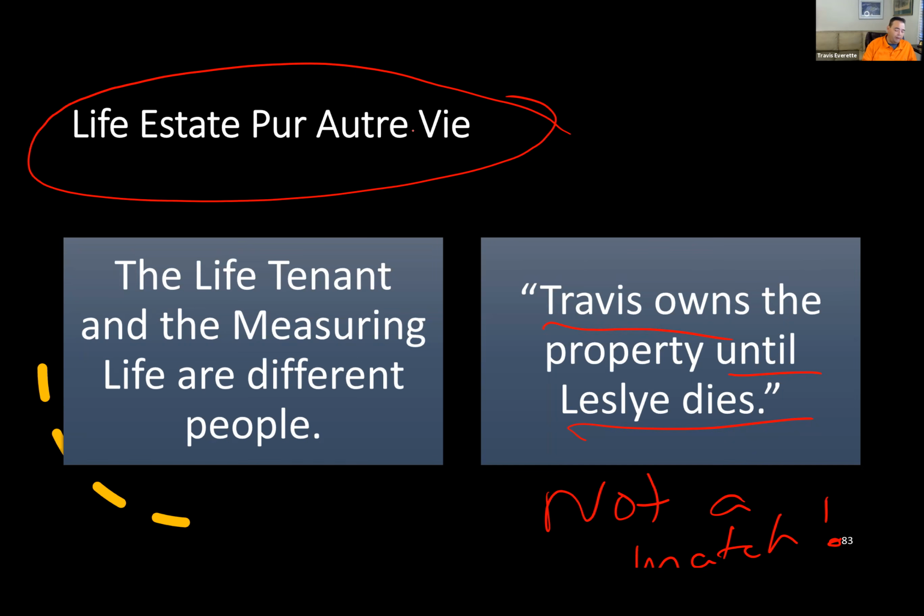So y'all help me out here. I don't want to know remainder or reversionary right now. I just want to know, are we conventional or are we per autre vie? Let's talk about that for a second. I'm going to make a couple of them up off the top of my head.